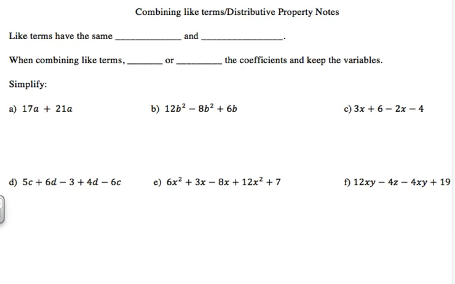Alright, so welcome to the video on combining like terms and the distributive property. We're going to start off with combining like terms first. So to be a like term, you have to have the same variable, and it also has to have the same exponent.